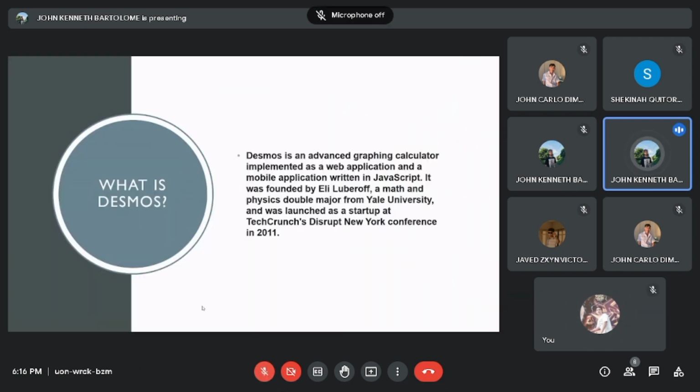So first, what is Desmos? Desmos is an advanced graphing calculator implemented as a web application and a mobile application written in JavaScript. It was founded by Eli Luberov, a math and physics double major from Yale University, and was launched as a startup at TechCrunch Disrupt New York conference in 2011.